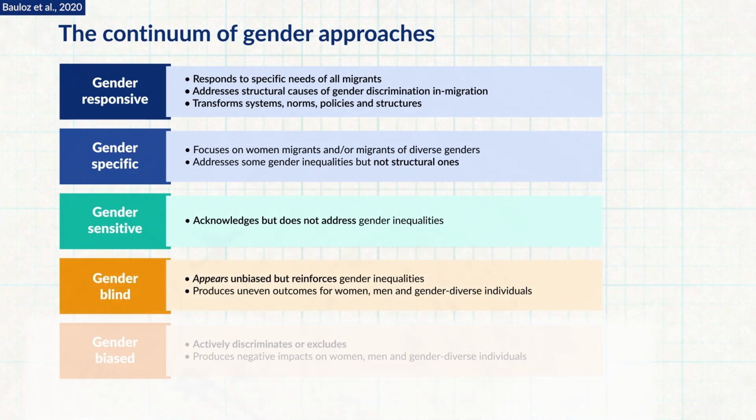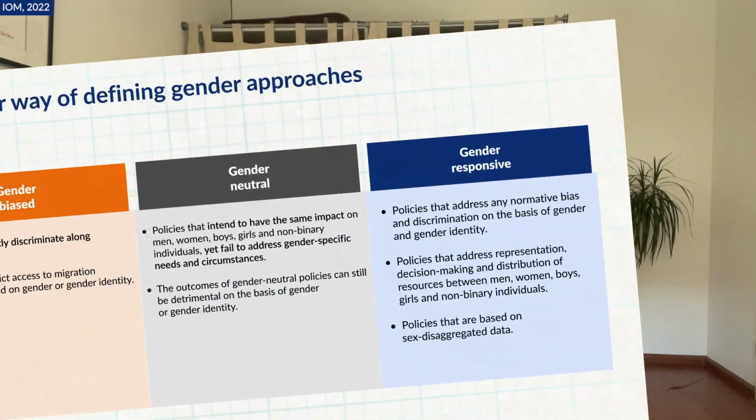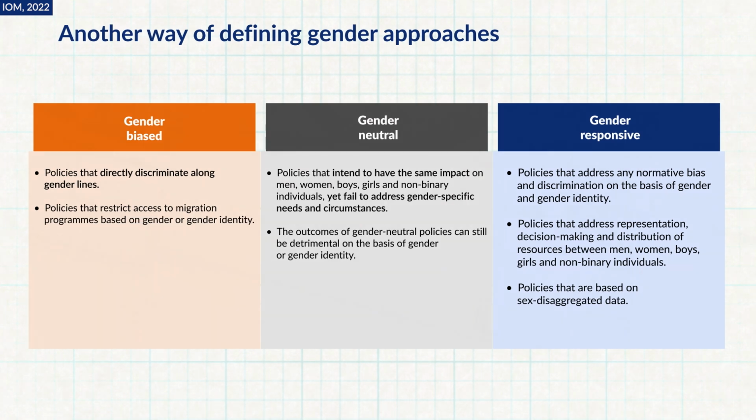Gender-blind policies appear unbiased but actually reinforce gender inequalities. They can often produce uneven outcomes for women or men and gender-diverse individuals. And then finally, we have gender-biased approaches or policies, and these actually discriminate or exclude genders, and they produce negative impacts on women, men, and gender-diverse individuals. Now, another way that we can look at this is looking at gender-biased, gender-neutral, and gender-responsive policies. So let's go through each of these.